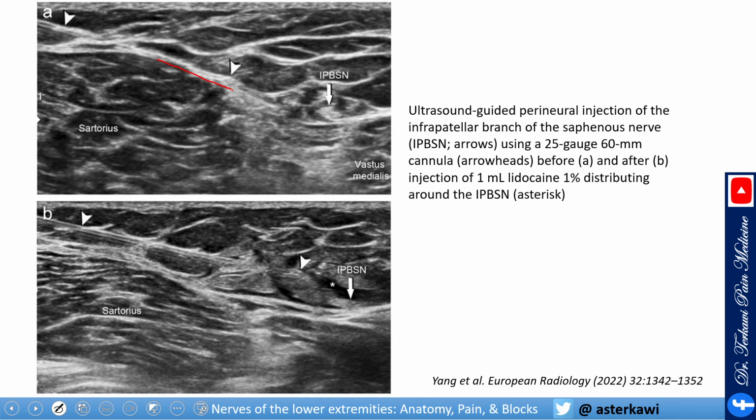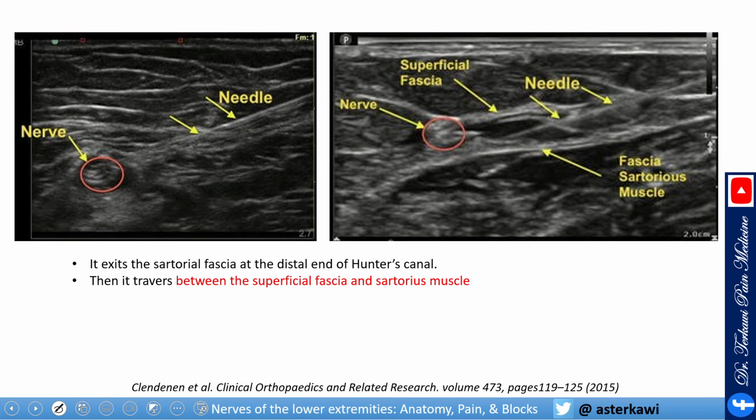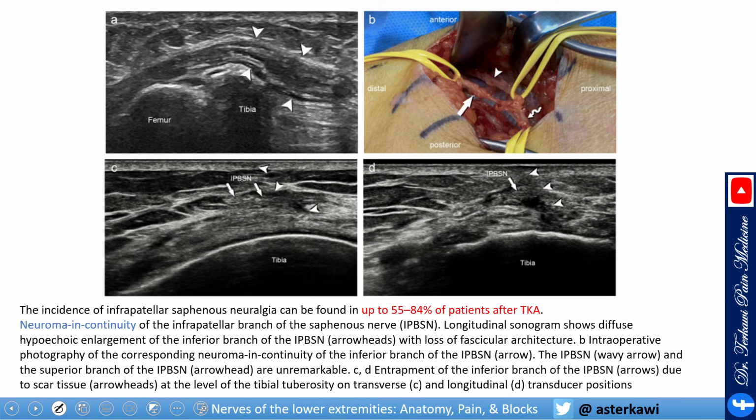So again, now it gets above the sartorius. So this is the fat and subcutaneous tissue. And here is when you block the nerve. This is another picture. Again, this is the superficial fascia. This is the fascia of the sartorius muscle, and you see the nerve between the superficial fascia and the sartorius muscle.